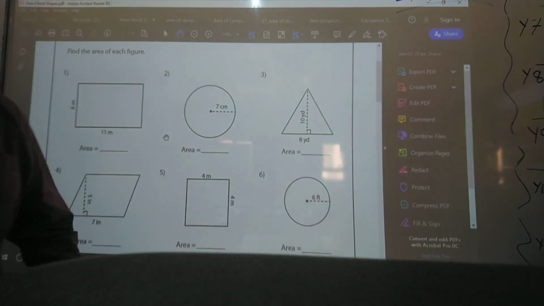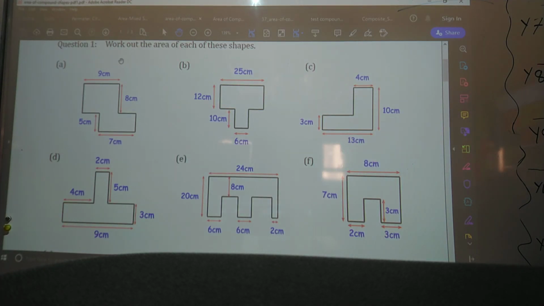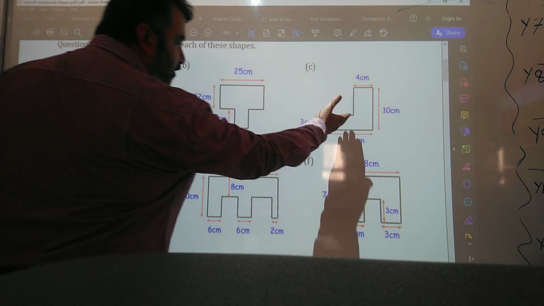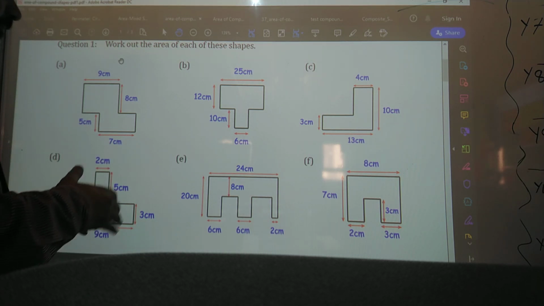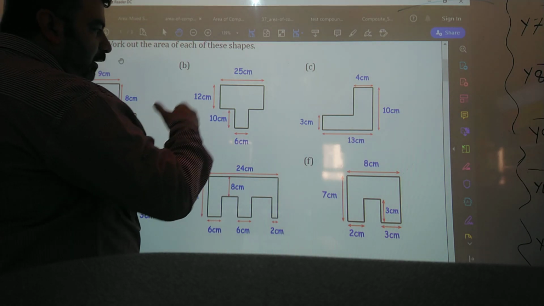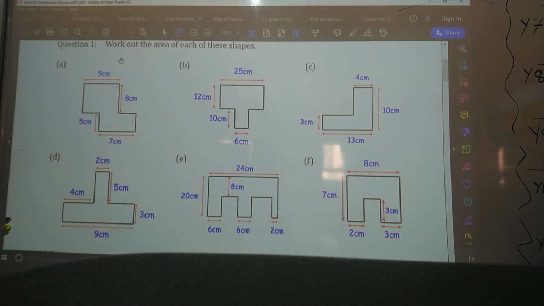Now, next worksheet, interesting. Now, what if you have compound objects? Now in this case, I believe it's easy. The next one is harder. So you have an L shape, you have the T shape, and this one. It doesn't matter, but you have to know when to add and when to subtract. Okay? So I will solve for you this one and this one, and inshallah you will understand.